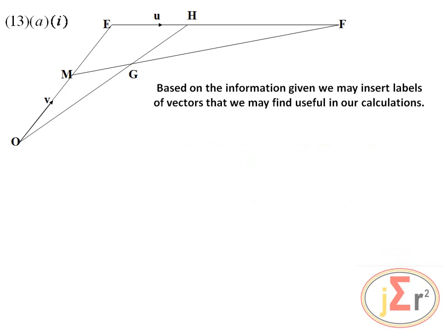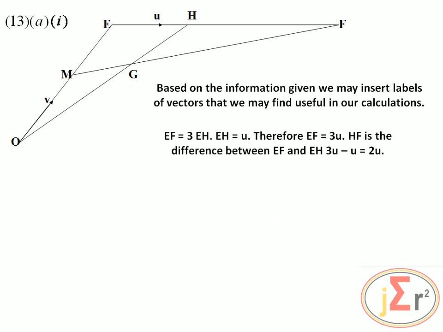Based on the information given, we may insert labels of vectors that we may find useful in our calculations. So if we put some stuff there based on the information inside of that diagram, then we may make our calculations simpler in the end. So what will we insert first? EF is 3 times EH. So E to F is 3 times E to H.